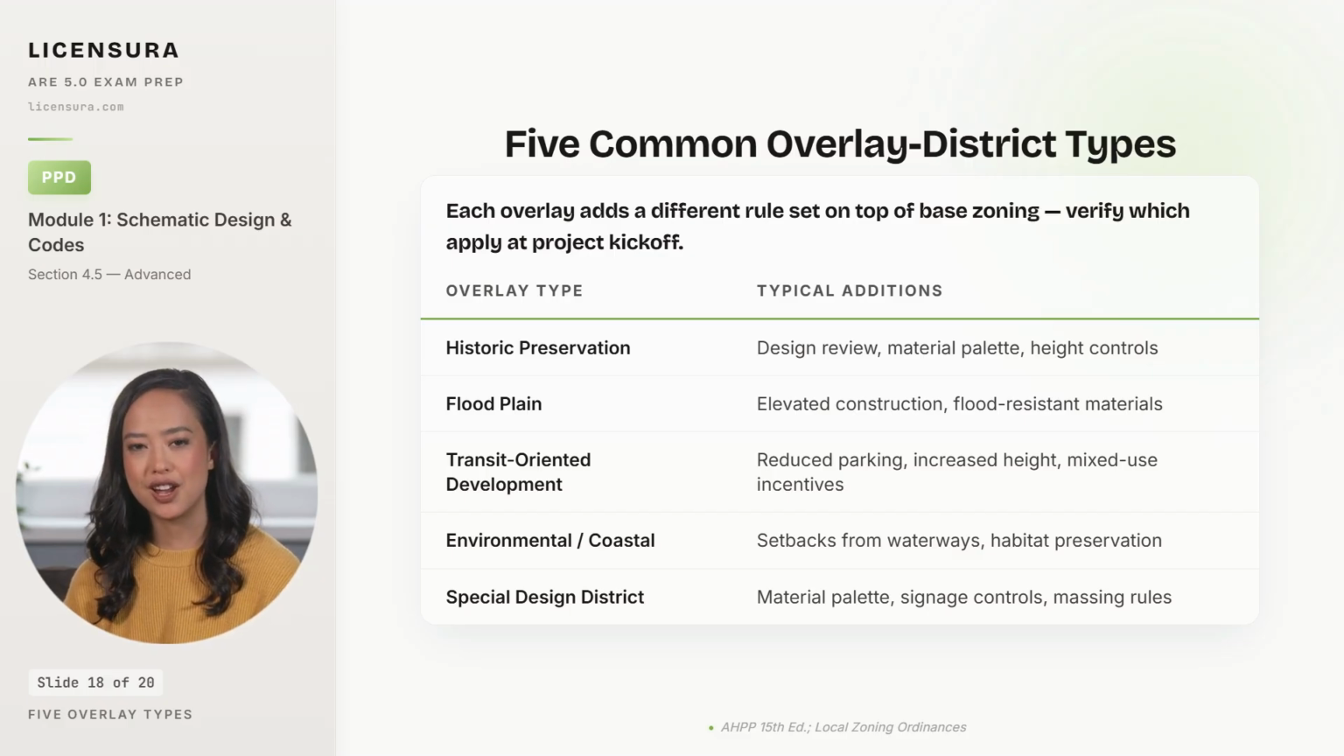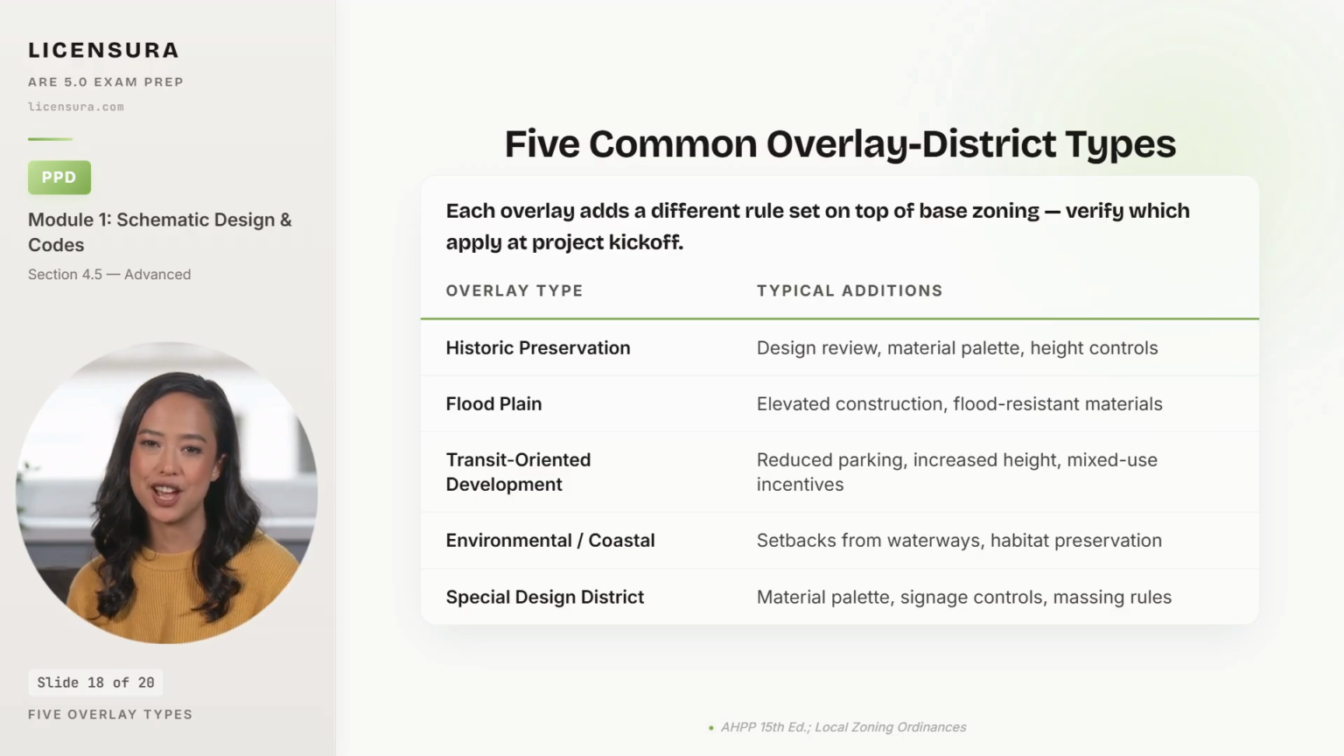First, historic preservation overlays. Design review with the local historic commission. Restricted material palettes. Height controls that often run below the base zone limit. And signage rules that protect the streetscape character. Second, floodplain overlays. Elevated construction with the lowest occupied floor above the base flood elevation. Flood-resistant materials below that elevation, and prohibition of habitable space below it. Third, transit-oriented development overlays. The rare overlay that loosens base zoning rather than tightening it, reducing parking requirements in exchange for increased height and mixed-use incentives near transit stations.